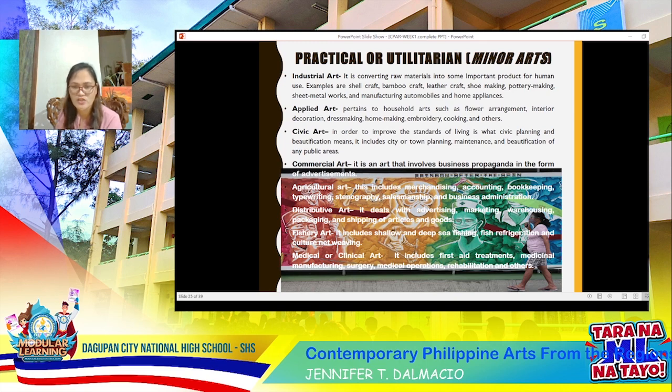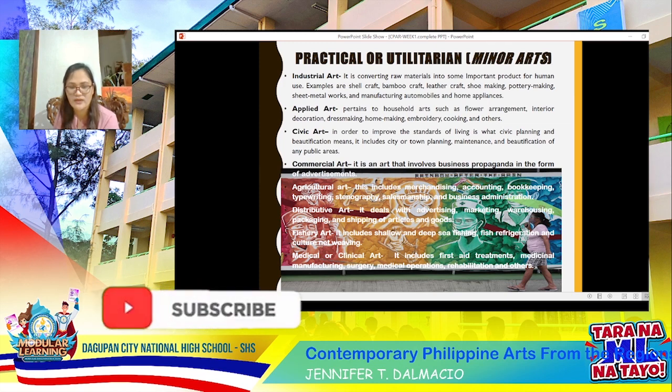This includes merchandising, accounting, bookkeeping, typewriting, stenography, salesmanship, and business administration. For distributive art, it deals with advertising, marketing, warehousing, packaging, and shipping of articles and goods. Of course, at this moment, we are very familiar with this through online selling. Fishery art includes shallow and deep sea fishing, fish refrigeration, and culture net weaving.